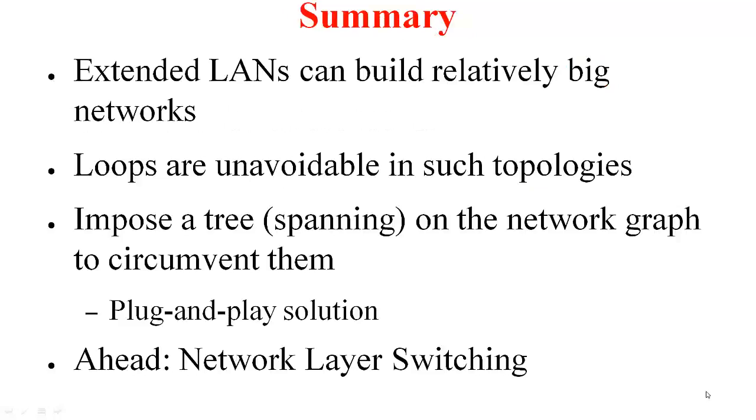So here is a summary of what we have learnt. Extended LANs can build relatively big networks, but in such topologies, loops are unavoidable, maybe due to misconfiguration or purposefully introduced for fault tolerance purposes. These loops can be avoided by imposing a tree on the network graph, and we saw that all this operation is plug and play, with no changes to the host and no manual configuration of the bridges. But still there are quite a few limitations when using bridges. So up ahead, we will look at network layer switching to overcome these limitations. Hooray, we are done with the link layer now.